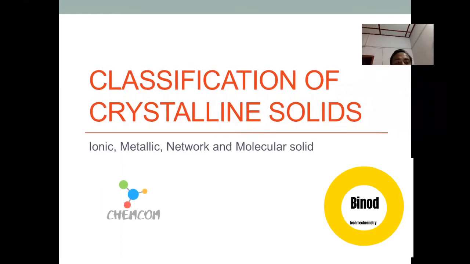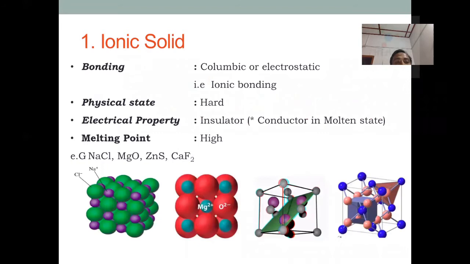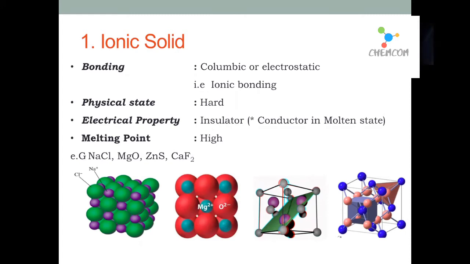Crystalline solids are classified based on ionic, metallic, network, and molecular solids. Ionic solids, where the bonding is Coulombic or electrostatic, that is ionic bonding. The physical state is hard. Electrical property is insulator, that is, it cannot conduct electricity, but conducts in molten state. Melting point is very high, for example sodium chloride, magnesium oxide, zinc sulfide, calcium chloride, etc.